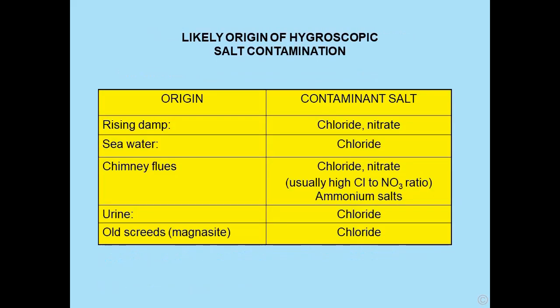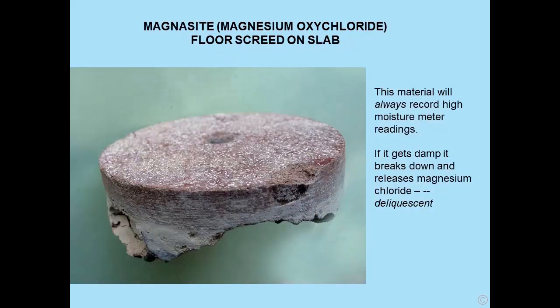Likely origin of contamination. Origin: rising damp, chloride and nitrate. Seawater, chloride. I don't think there's much nitrate, by the way, in seawater. Chimney flues, chloride and nitrate, usually a high chloride to nitrate ratio, and we also get ammonium salts. Urine, loads of chloride. And old screeds, magnesite, chloride in those. Magnesite, magnesium oxychloride floor screed on a slab.